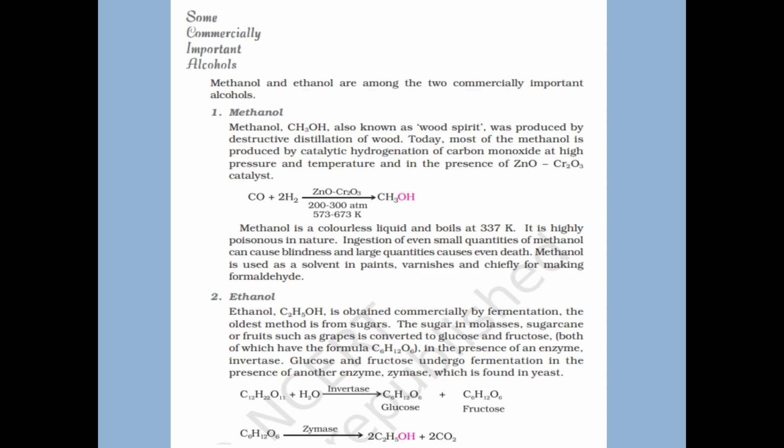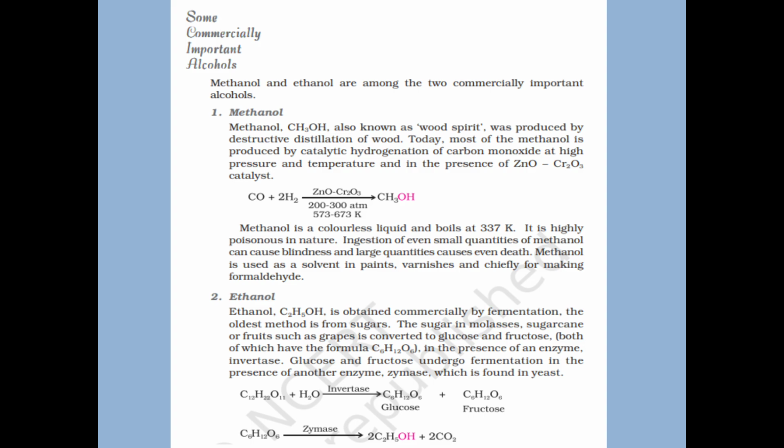Methanol is a colorless liquid that boils at 337 K. It is highly poisonous in nature. Ingestion of very small quantities of methanol can cause blindness, and large quantities cause even death. Methanol is used as a solvent in paints and varnishes, and chiefly for making formaldehyde.